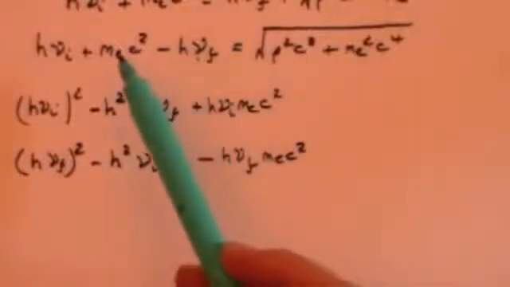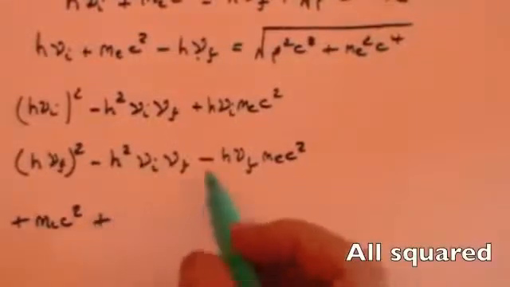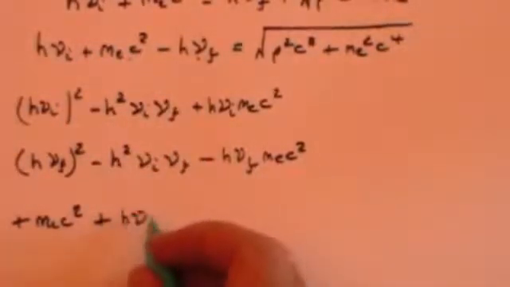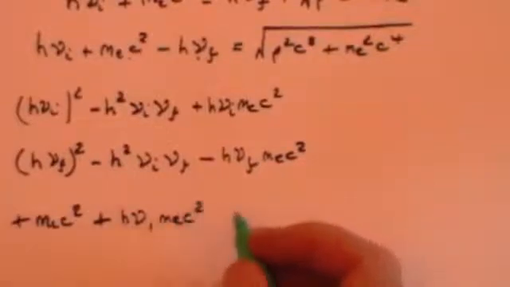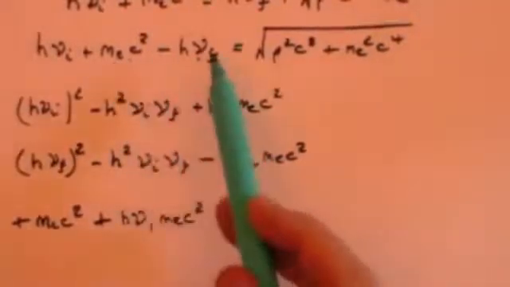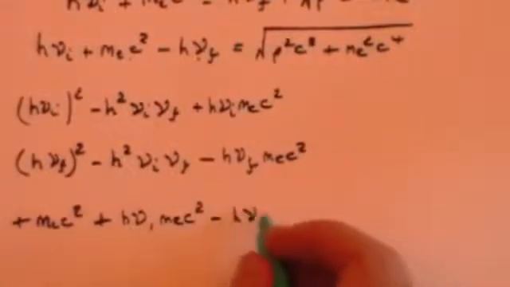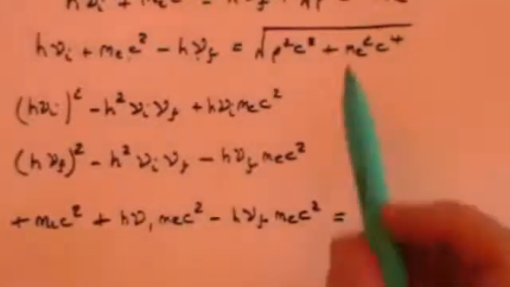Now we're going to deal with this term. Multiplied by itself, you're going to get a plus (m_e c squared) squared. Then when you multiply this by h nu i, you're going to get h nu i m_e c squared. And finally, when you multiply that by that, you're going to get a minus h nu f m_e c squared. So there are my 9 terms, and that's going to equal this squared, which simply means you lose the square root: p squared c squared plus m_e squared c to the 4th.